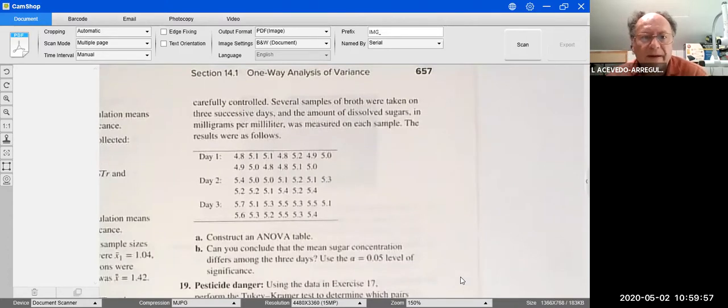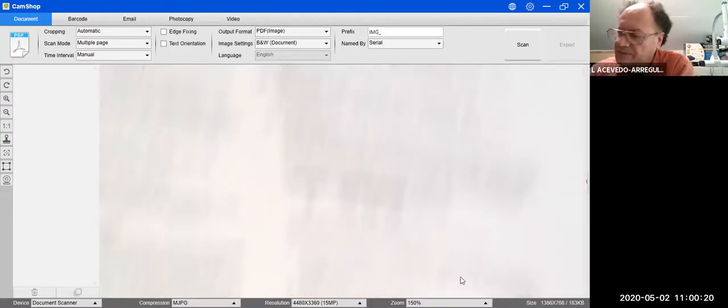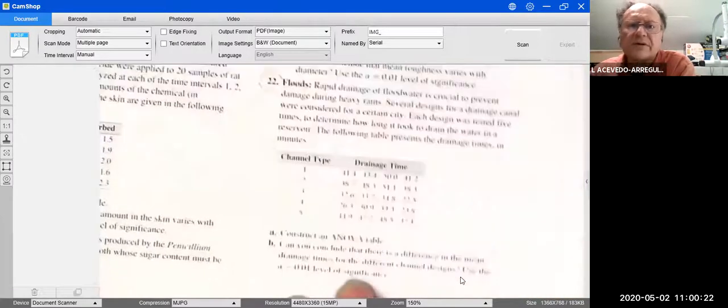Then part A, construct an ANOVA table, is just follow the steps that I just showed you to get your summary table. And part B is you're going to conduct your testing. You're going to use either the critical value method or your p-value to make a decision. So that's problem 18.